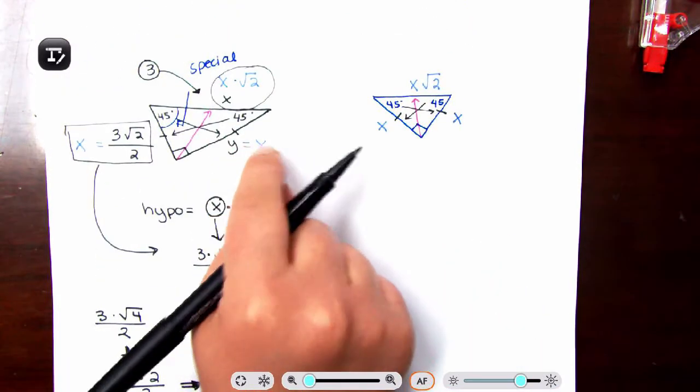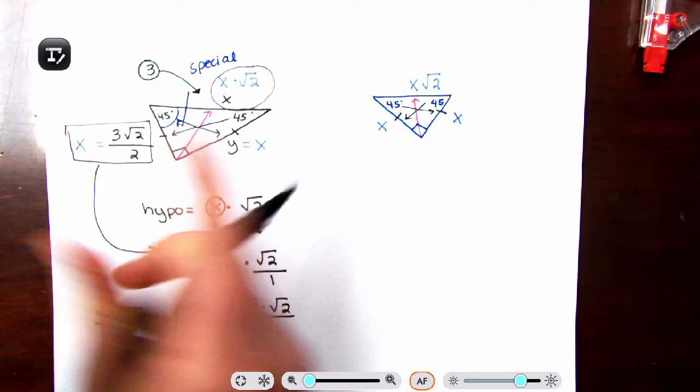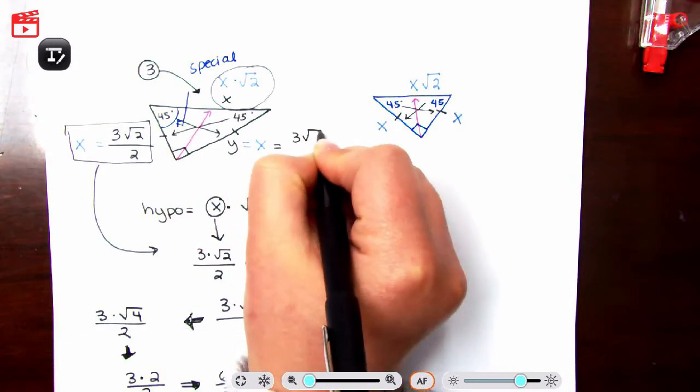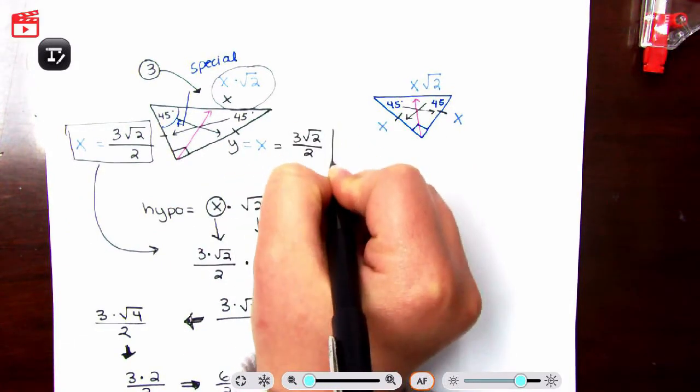Now y is x, and we already know that x is equal to 3 square root of 2 divided by 2.